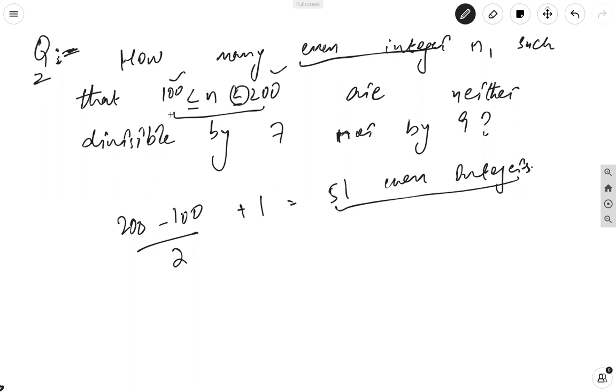Okay, so we have 51 even integers in the range of 100 and 200 inclusive, right? This sign means both 100 and 200 are included, right? Now the next part is, the question is saying are neither divisible by 7 nor by 9. First of all, we need to check how many such even integers are multiples of 9 between 100 and 200. And likewise for 7 as well.